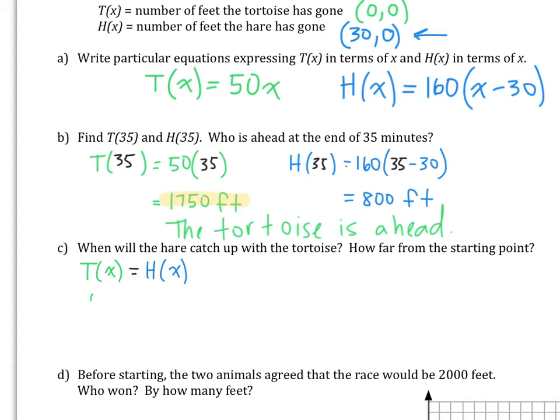So t of x is 50x. And h of x we know is 160 times x minus 30. I want you to pause the video right now and solve for x. That will help us answer when will the hare catch up with the tortoise. Then we'll talk about how far from the starting point that is.